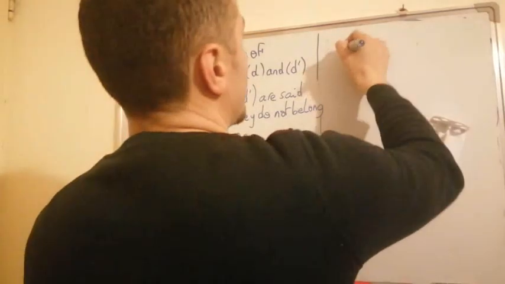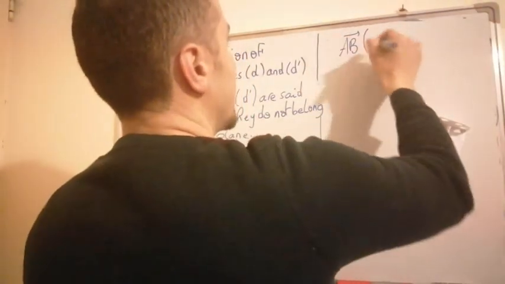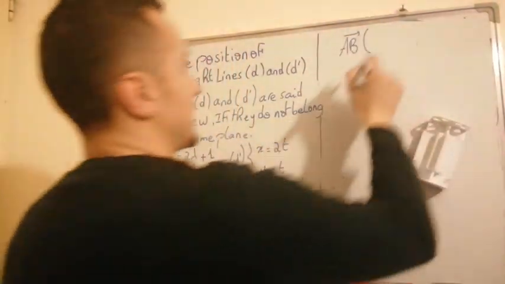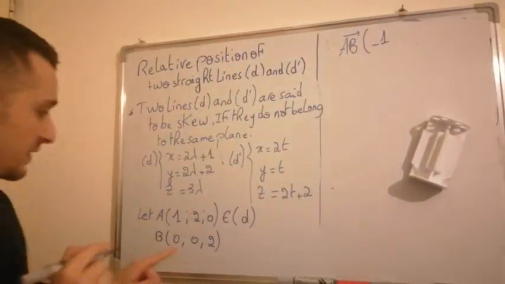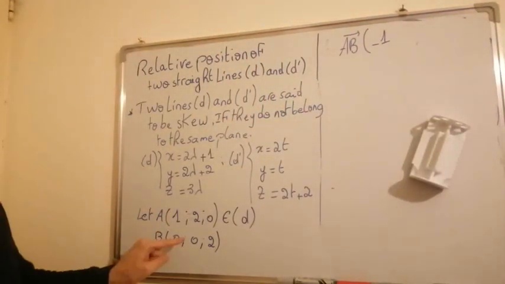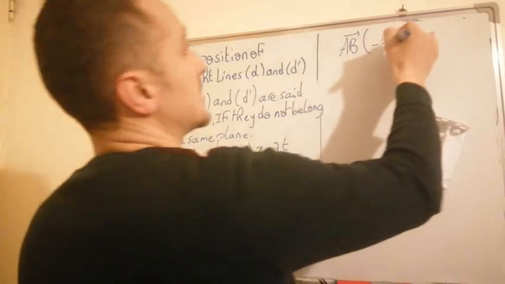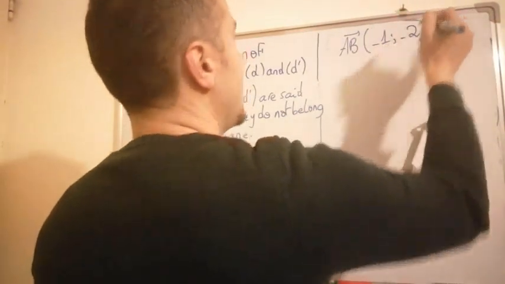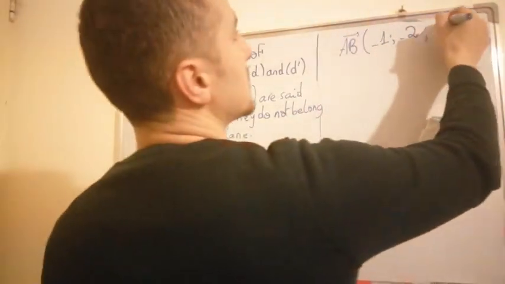We calculate the coordinates of the vector AB. xB minus xA, it's minus 1. As you can see, 0 minus 1, it's minus 1. 0 minus 2, it's minus 2. And finally we have 2 minus 0, it's 2.